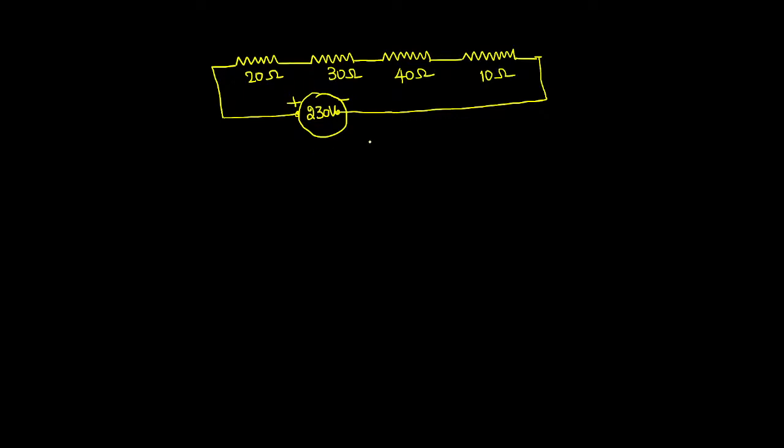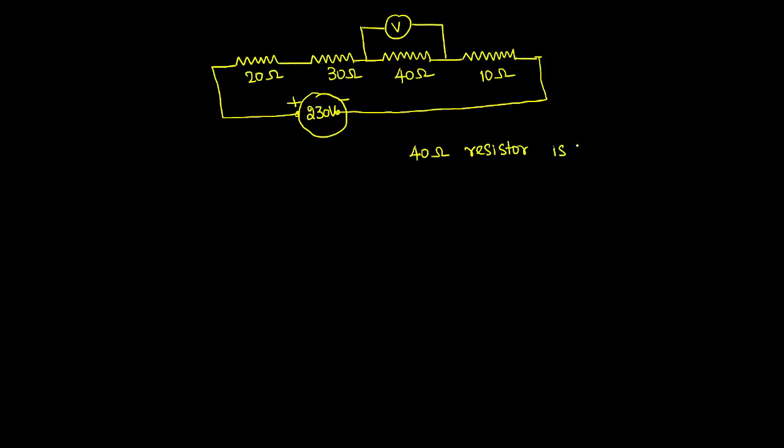Now the question is simply, they have taken this circuit. They are going to connect one voltmeter here. One voltmeter is simply connected here. Now the question is, they are trying to disconnect the 40 ohm resistor from the circuit. The 40 ohm resistor is disconnected or removed from the circuit.